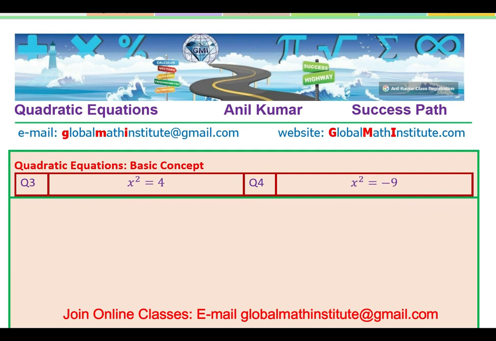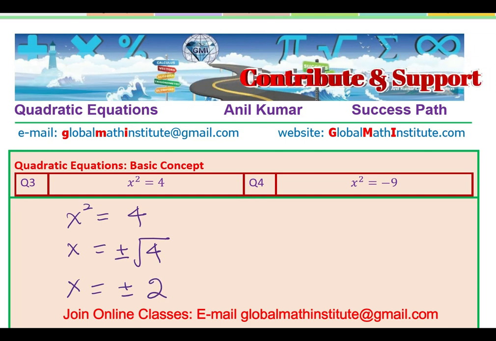One more for you to try, which we just did, which is x square equals 4. To find the value of x, take the square root of both sides. When you take the square root, both plus and minus. And therefore, we get x equals, what is the square root of 4? Well, it is 2. So we get plus and minus 2 as our answer.